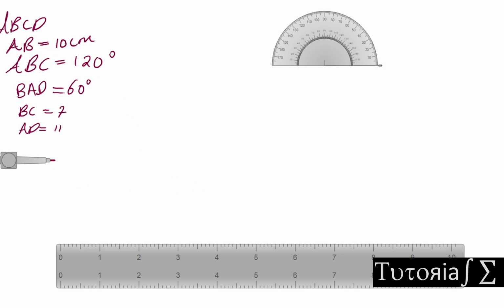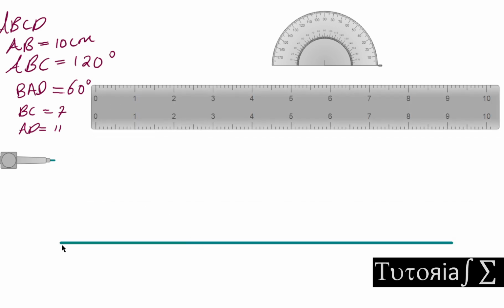So we'll measure out 10 centimeters from 0. I measure out 10 centimeters somewhere there. That is your AB. Now I need to label this as AB. This is the point A, and this line is 10 centimeters.